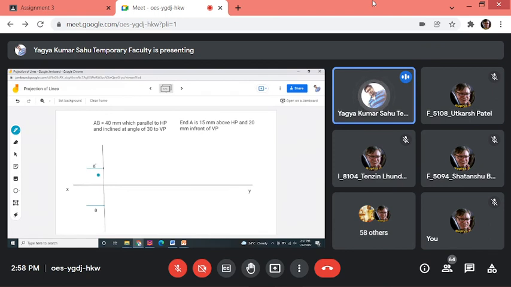Okay, properly give dimensions also. There is a dimension for both the views. I am not drawing arrowheads, but properly draw arrowheads also. So this is 15 mm and this one is 20 mm. Now tell me, the line is of 40 mm which is parallel to HP and inclined at 30 degree to VP. So which will be of true length, front view or top view in this particular question?